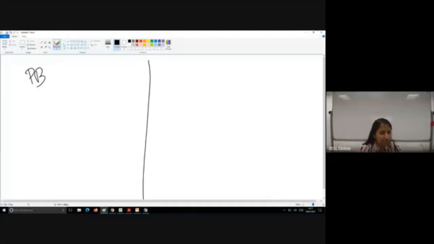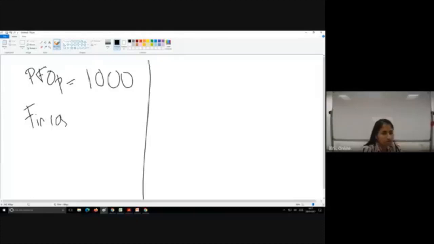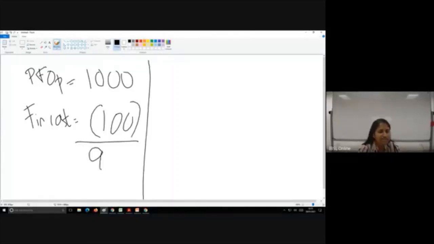Let's say profit from operations of 1,000 rupees. Their finance cost on, let's say, debentures or whatnot is 100. So the profit before tax is 900. Let's say taxation is at 10%. What is the tax amount that they have to pay? They have to only pay 90.